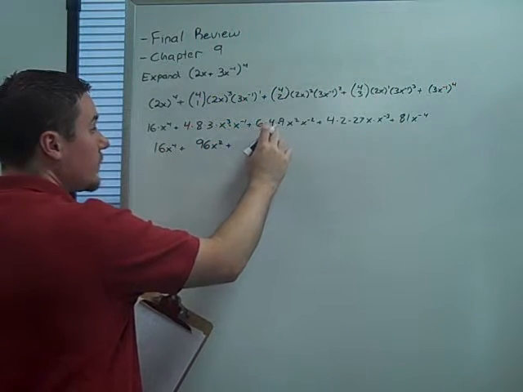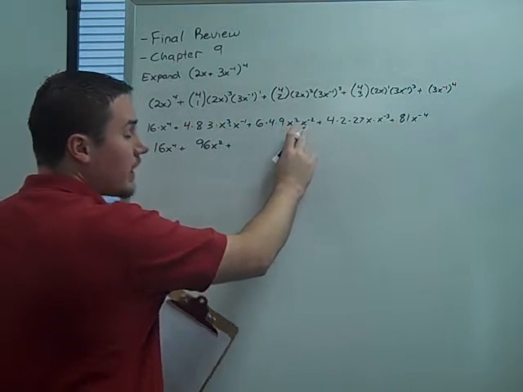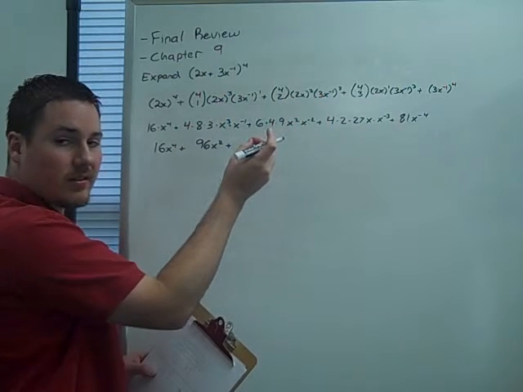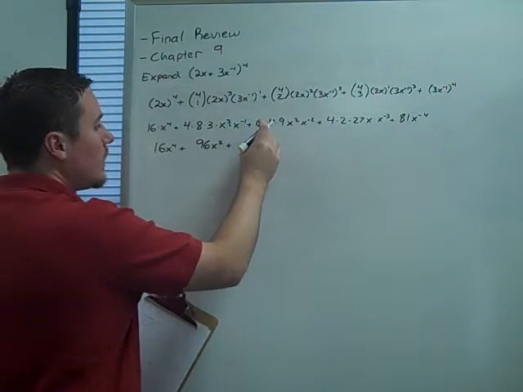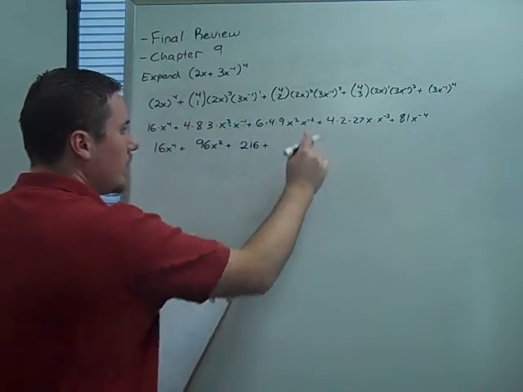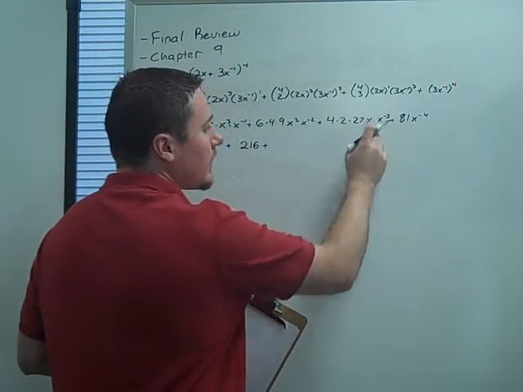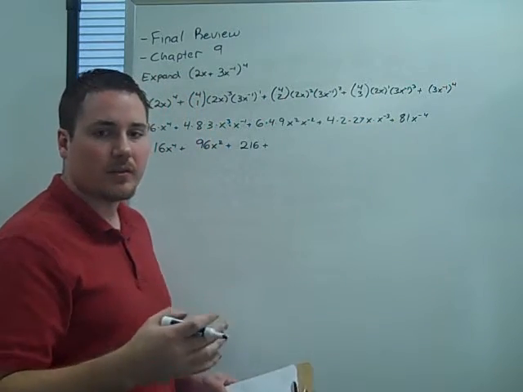Okay, 6 times 4 times 9 is 216. X squared times x to the negative second, those cancel because they add to 0. So this is just going to be a 216. 4 times 2 times 27, also 216. But x times x to the negative 3 is x to the negative 2.